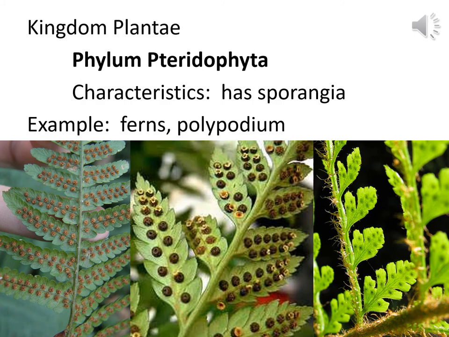Ferns are in phylum Pteridophyta. The P is silent. Who put silent letters in these words? I don't know. But the ferns are in phylum Pteridophyta. The characteristic is it has sporangia. If you look on the underside of the fern leaves, technically they're called fronds, a lot of times you'll see some little black or orange dots. Those are the sporangia. They're not quite seeds. We haven't gotten to actual seed plants yet, but they do have sporangia and do produce spores. They act like seeds and they're a reproductive structure for ferns.